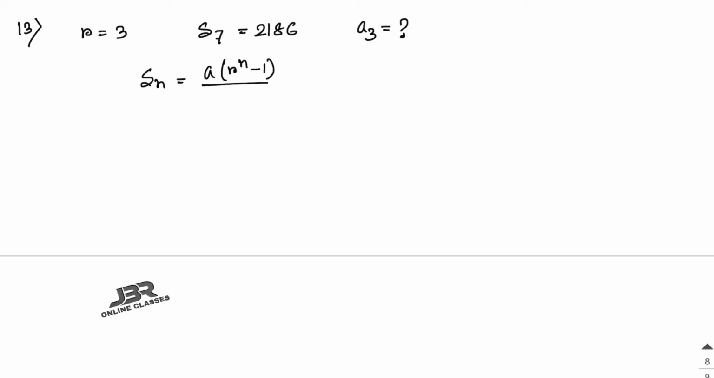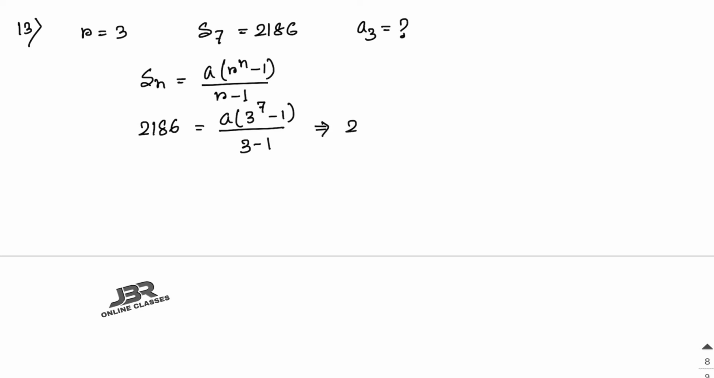Okay, so here r equal to 3, because the common ratio equal to 3, and the sum of the first 7 terms, that means here S7 equal to 2186. You have to find out a3 here. So Sn equal to a(r^n - 1) divided by (r - 1). So 2186 equal to a(3^7 - 1) divided by (3 - 1).